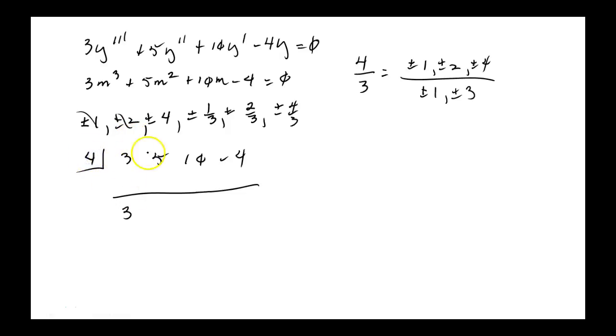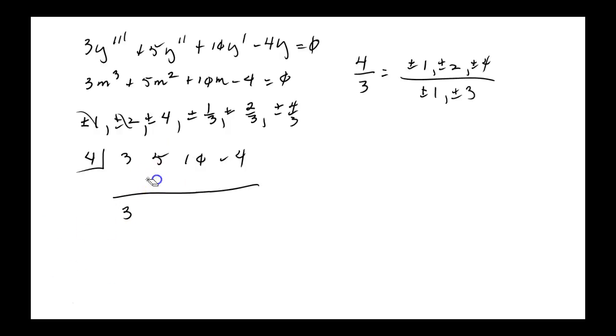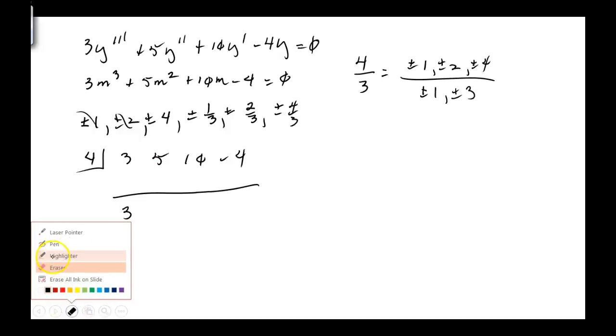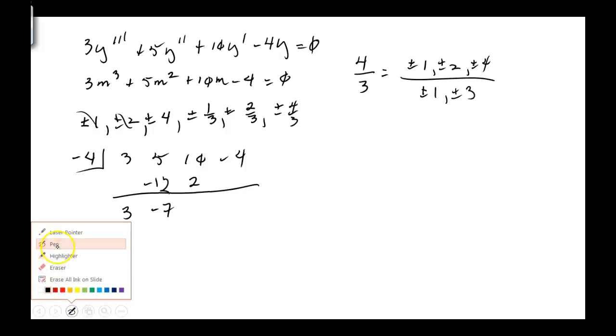Let's try 4. There's no way. It's already getting too big. Right, too big. Okay. How about negative 4? -7, +28, 38, no. Okay. So it looks like it's down to the fractions. Yay! We love them.